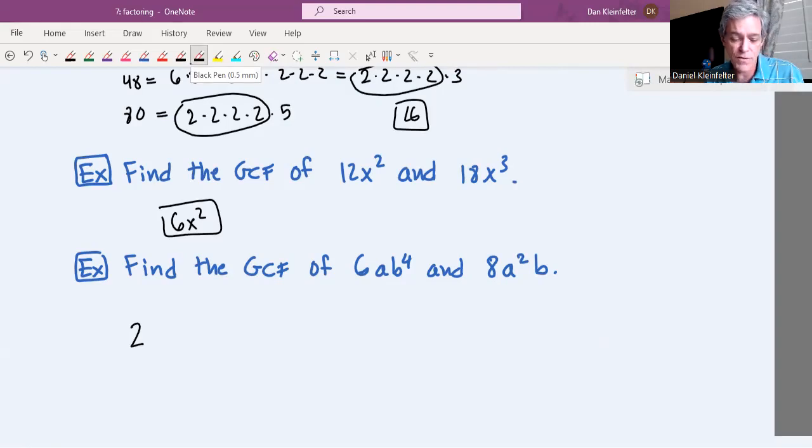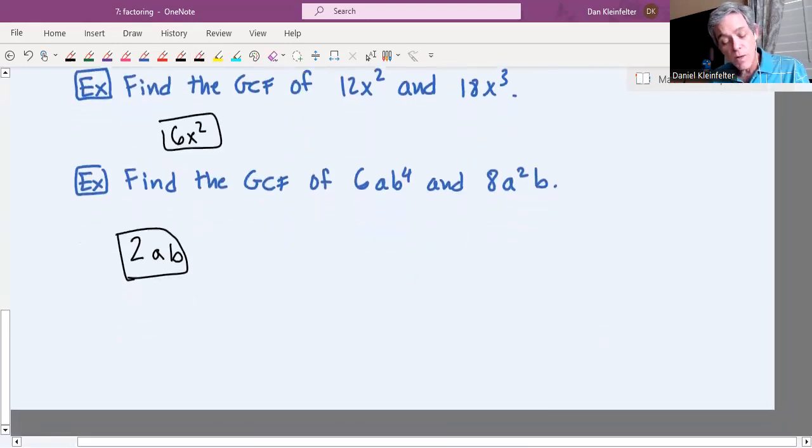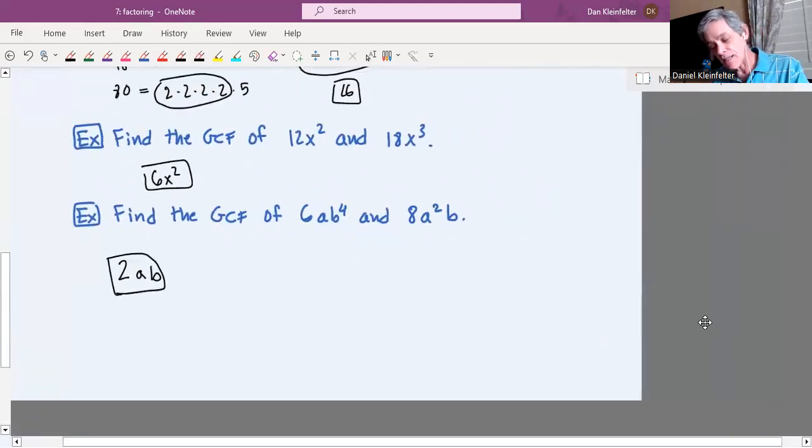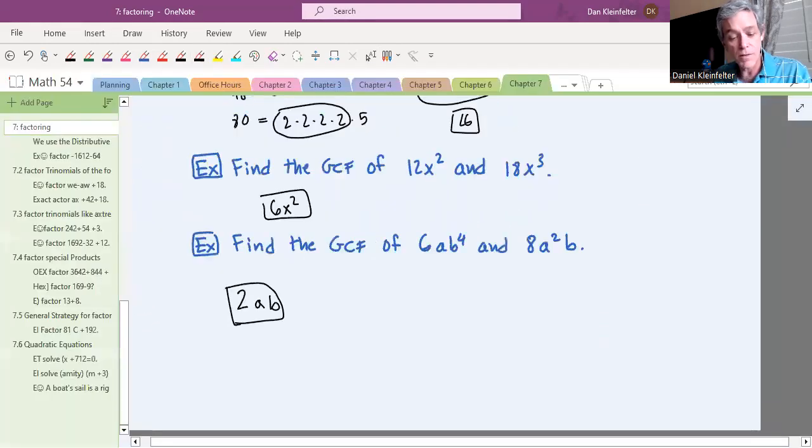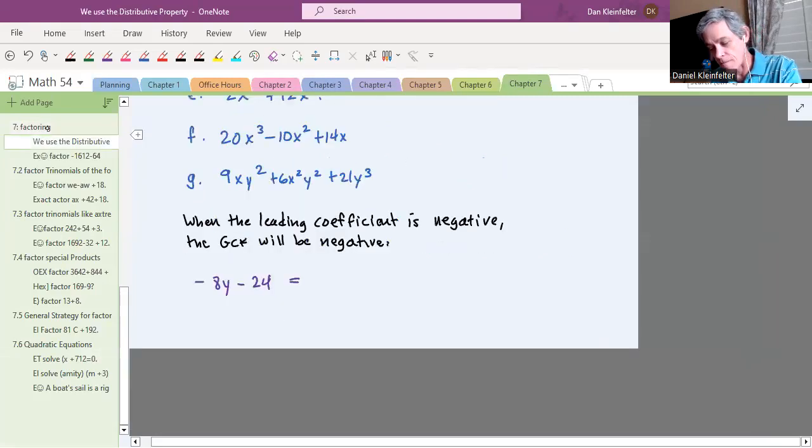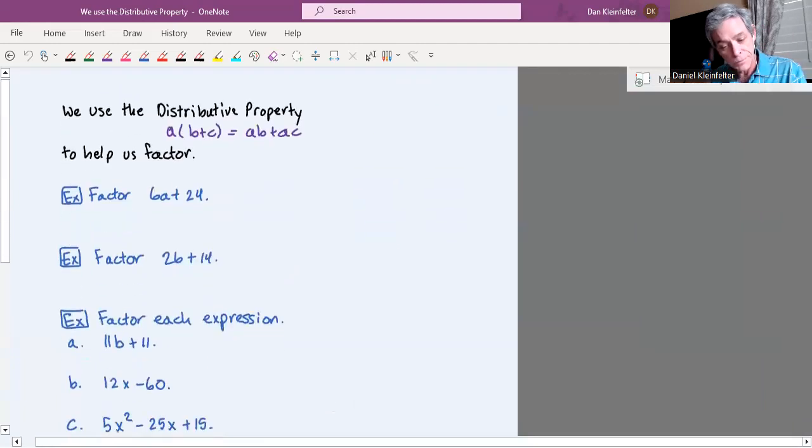Here there's just a to the first power. And then b to the fourth power in the first part and b in the second part. The smallest of those powers of b will just be 1. So it will be 2ab, the common factor between those two. We use that idea of finding the common factor of a couple of terms to help us factor using the distributive property, and that part is next.